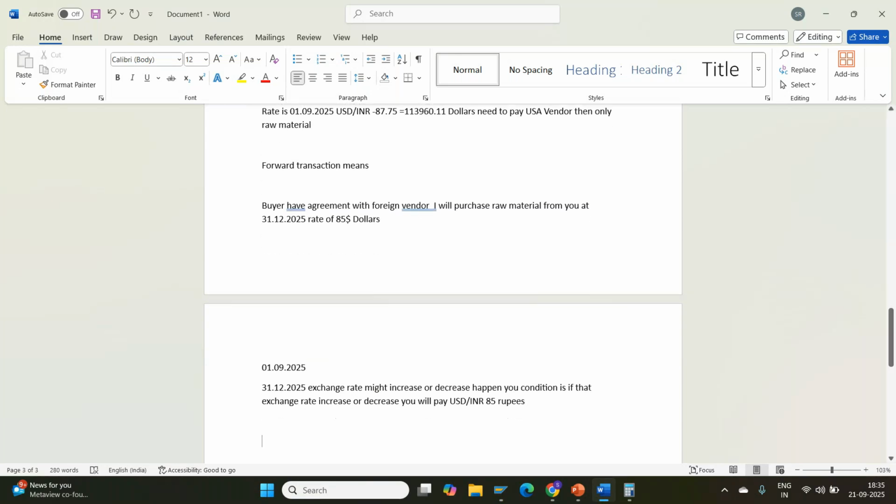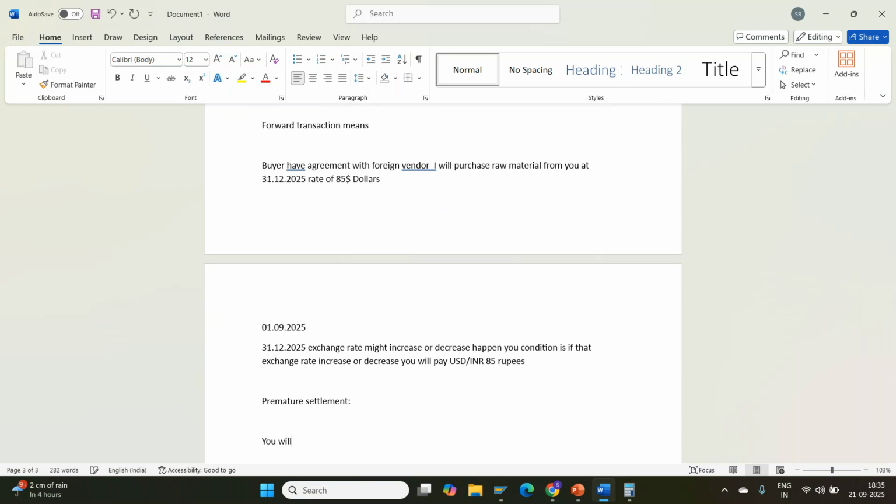Next thing is premature settlement. There is one transaction. What you said is you will purchase raw material on 31st December 2025. But unfortunately, you need the raw material on November 1st. That is called premature settlement. It means the agreement date is 31st December, but unfortunately you are closing before the date.